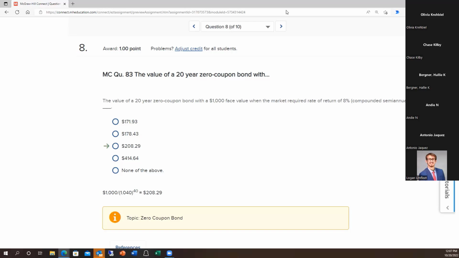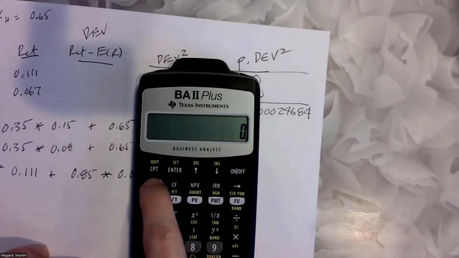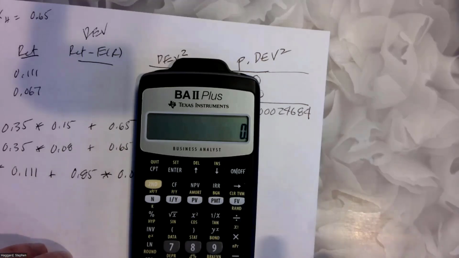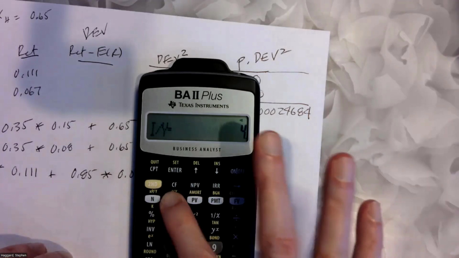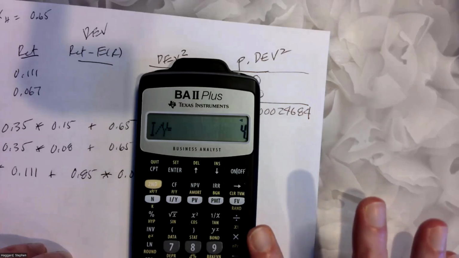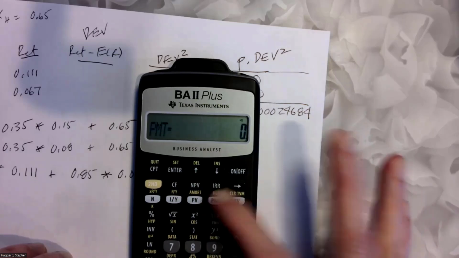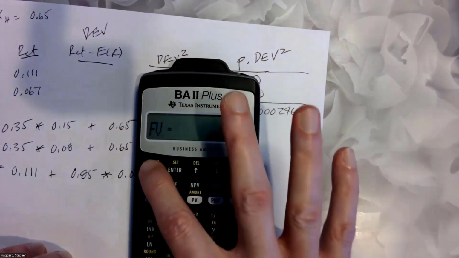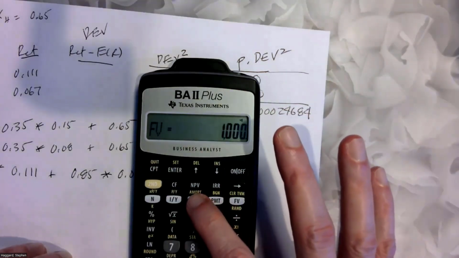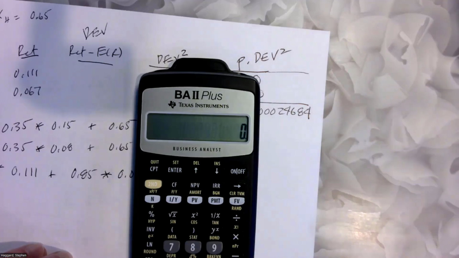So I'm going to stop sharing my screen and go back to the calculator. First thing I always do for bond questions, second, clear TVM. I'm going to put in 40 for N. I'm going to put in 4 for I per Y. I don't have to put anything in for the payment because there is none. But if you wanted to, you could just say 0 payment. And we know 1,000 future value. And then we could compute the present value. And it gives us $208.29.